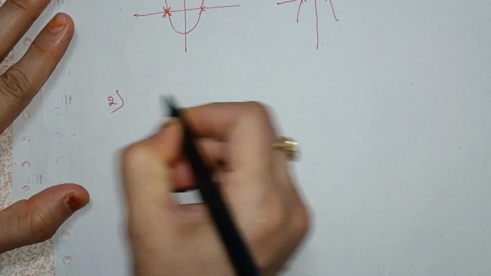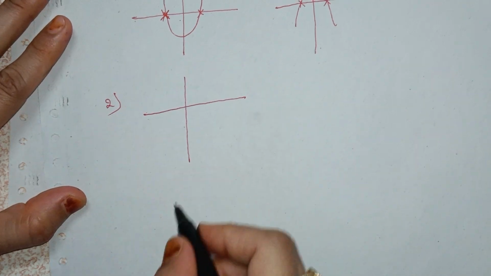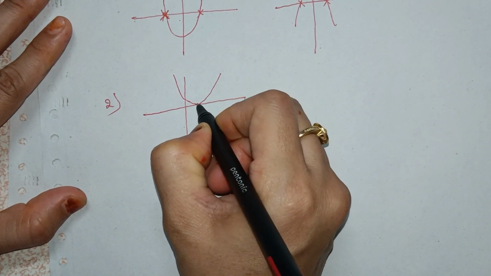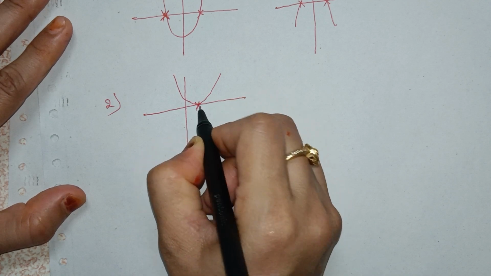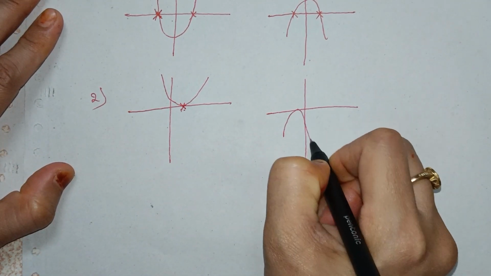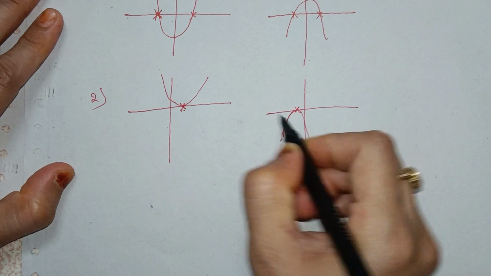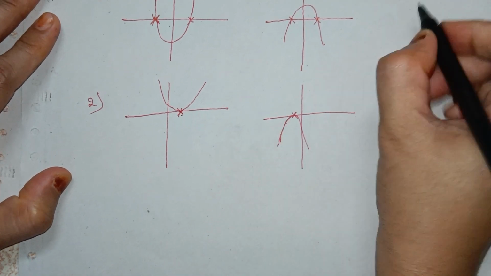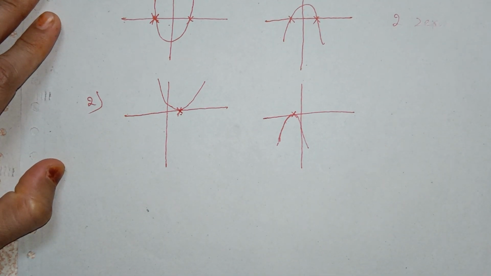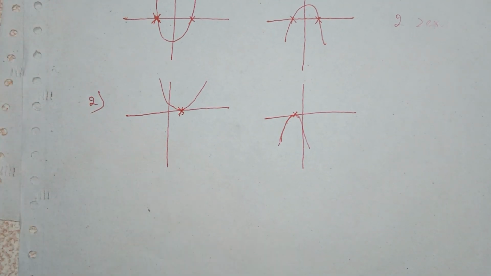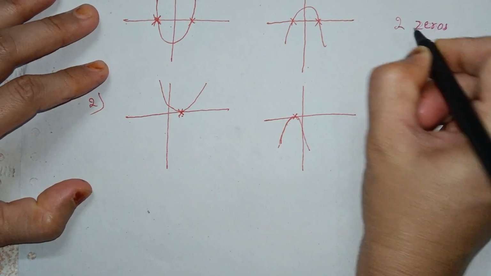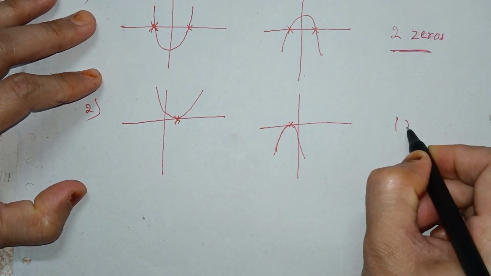The second case: sometimes for a quadratic polynomial you may get 1 zero also. Here it touches at 1 point, and you may see the graph like this also, in which you may get only 1 zero. Here 2 zeros. Here 1 zero.